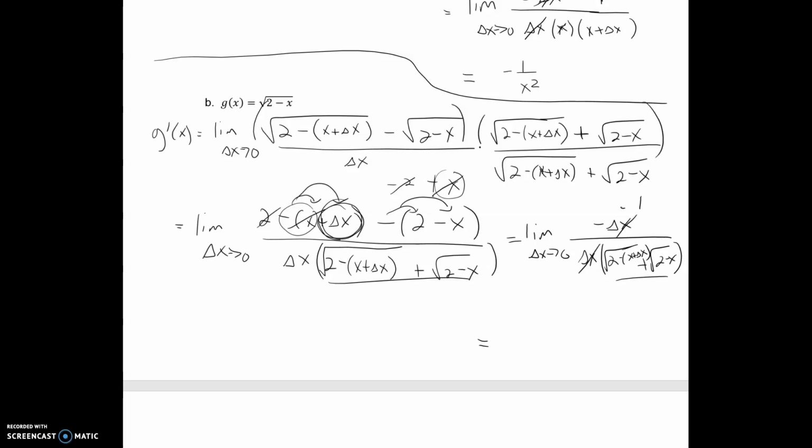So I don't have to write limit now because I'm going to take the limit, plugging in 0 here. And of course, you end up with the square root of 2 minus x plus the square root of 2 minus x and a negative 1 up top. So root 2 minus x plus root 2 minus x is 2 root 2 minus x. And this is your derivative.